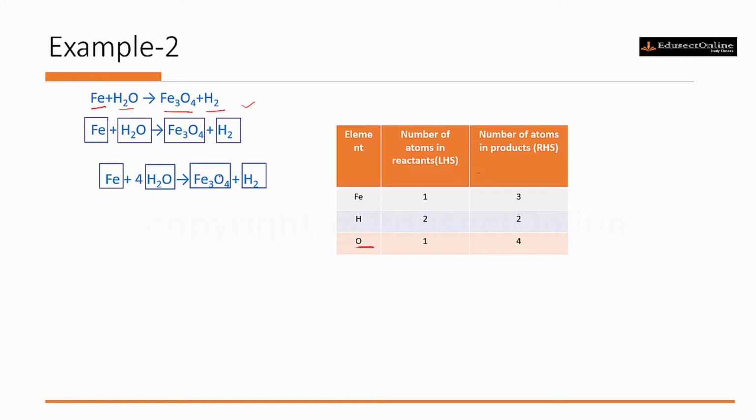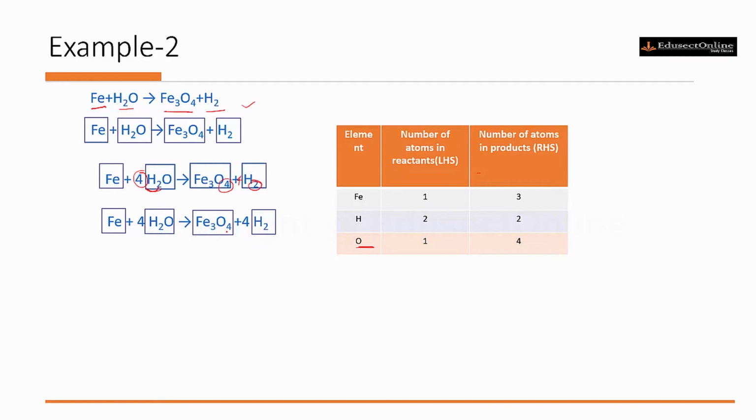So here the number of oxygen atoms in the product side is 4, and in the reactant side also 4. So oxygen is okay now. Next we have to consider the hydrogen atoms, because in the reactant side the number of hydrogen atoms is 4 into 2, which is 8. But in the product side it is 2 only. So we have to balance hydrogen. If we put a 4 here, both sides will be equal for hydrogen atoms. So Fe plus 4H2O forming Fe3O4 plus 4H2.